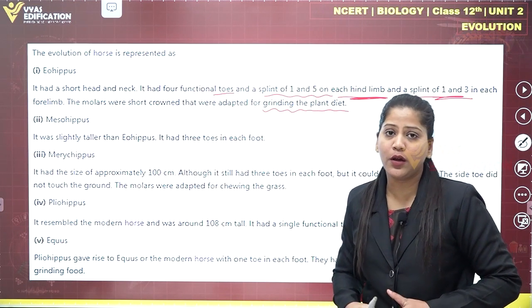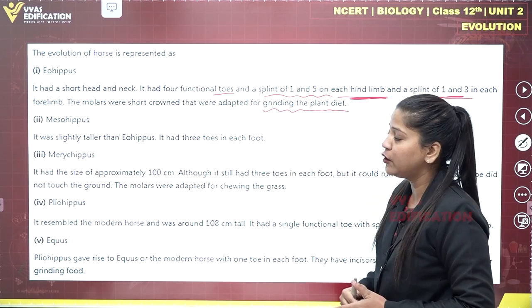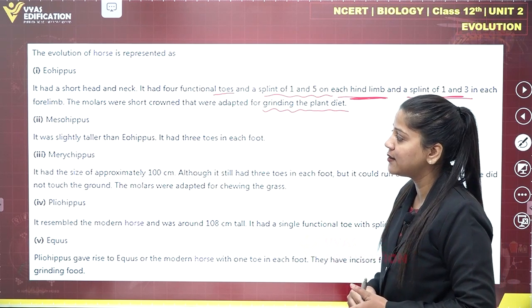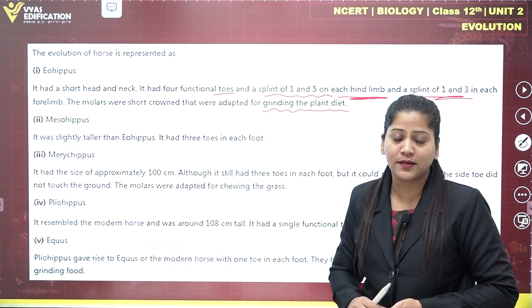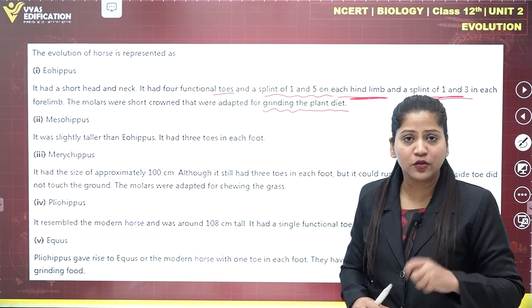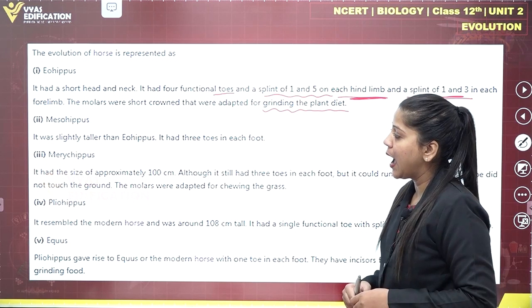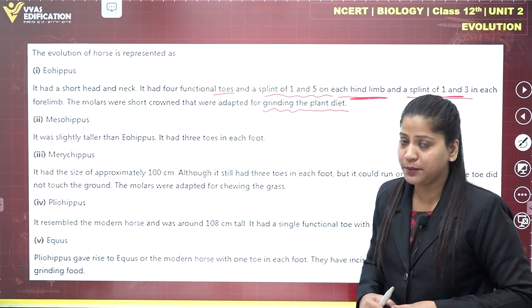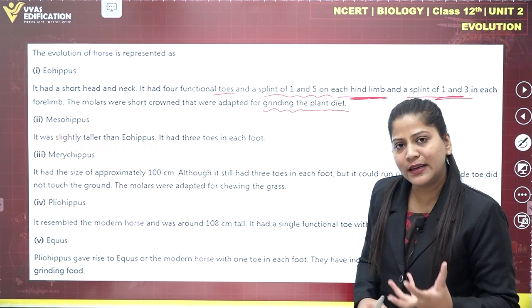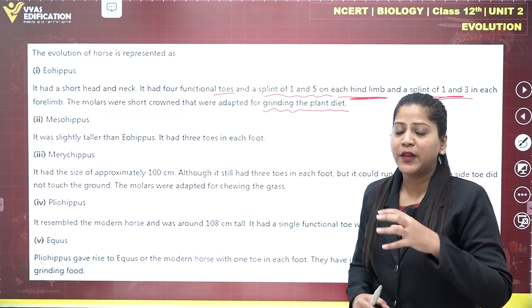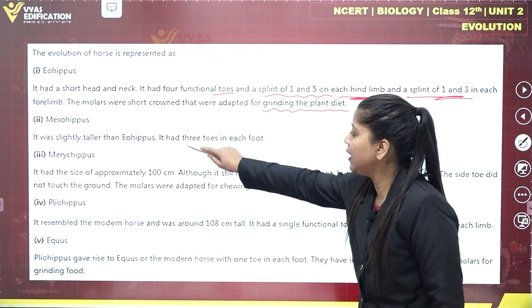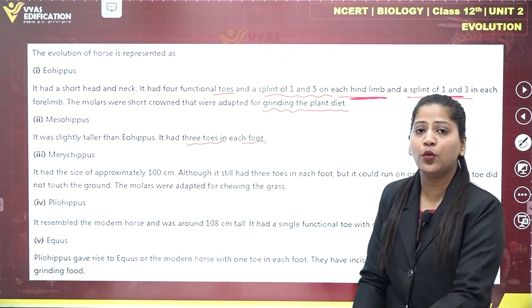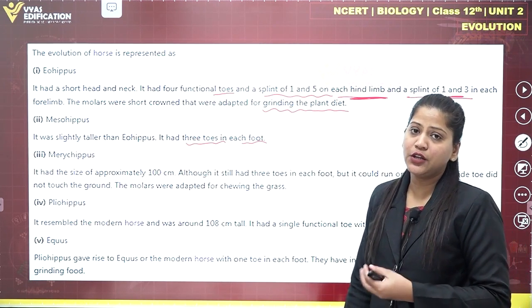Then after Eohippus, the next evolution took place, and the organism evolved after Eohippus was Mesohippus. If you talk about some characters of Mesohippus, then it was slightly taller than Eohippus, and it had three toes in each foot.